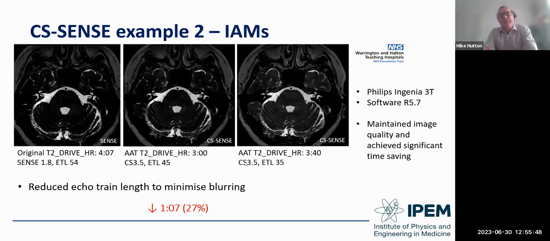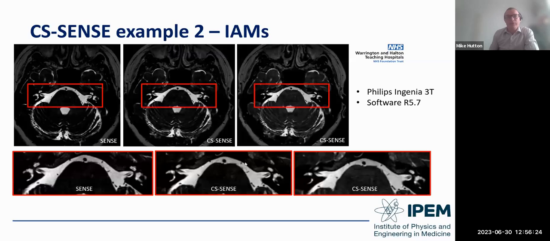Another example with CS Sense, this time in the brain IAMS protocol, a T2 3D drive high-res sequence. The original had Sense factor 1.8, and that's moved to CS Sense with factor 3.5. Also in this example, we tried reducing the echo train length to see how much of an impact that has on the image sharpness. It had some effect, but it was felt that the middle example, about 3 minutes long with CS 3.5, was the best solution. So we've got a good time saving again, about 27% reduction in scan time, and maintained image quality. Again, if we zoom in, we can see more clearly that there's very little difference between those 3 acquisitions.